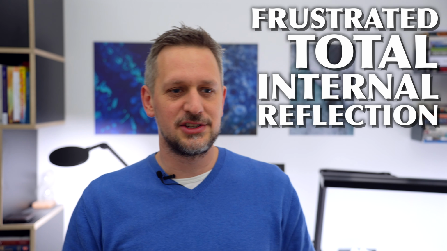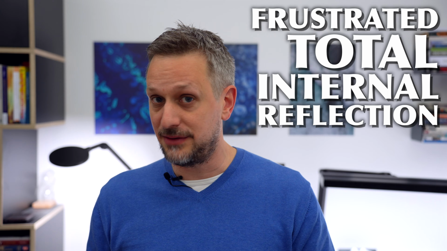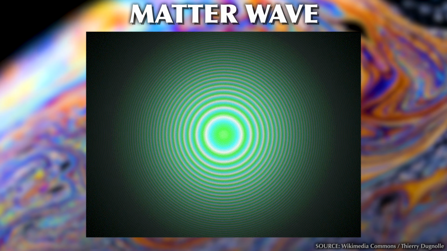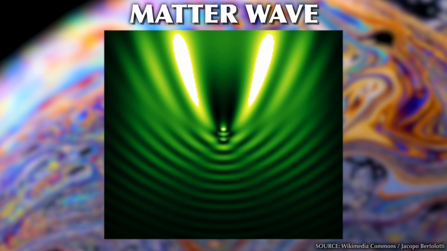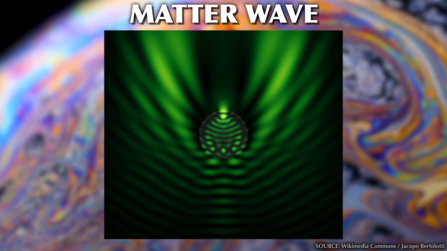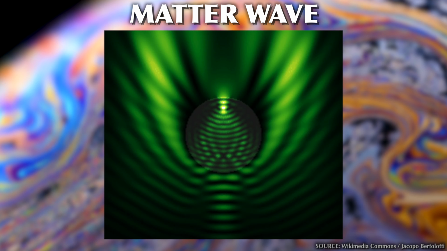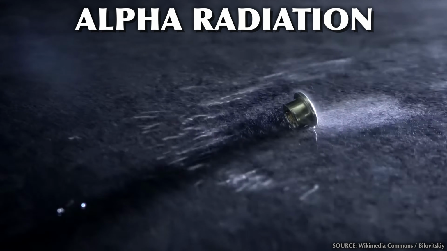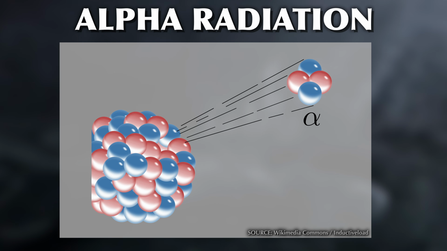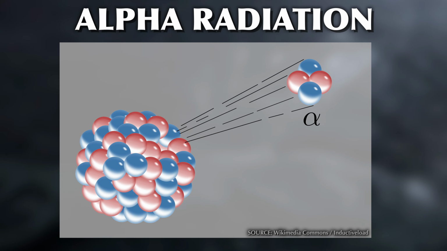And that's where we come back to quantum tunneling, which is just a frustrated total internal reflection, but for matter waves instead of for light waves. A matter wave or wave function in quantum mechanics is basically just a measure for where you can find a quantum particle, like an electron or proton. Where the matter wave is high, the probability to find a particle is also high. And that's exactly what happens for alpha decay, for example. Alpha particles are made up of 2 protons and 2 neutrons and can be found within the nucleus of large unstable elements like uranium or radium.